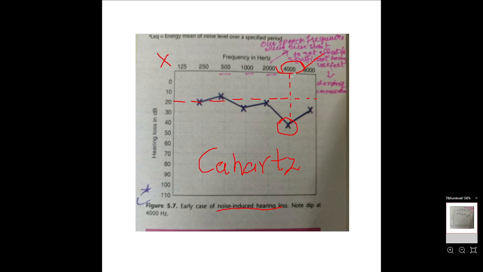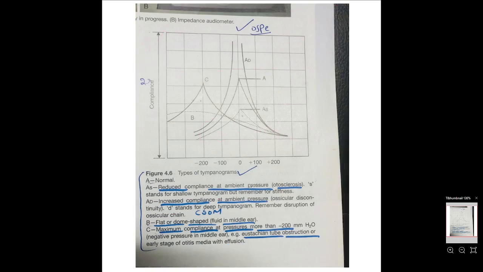Okay, so if you want to write it in the exam, you'll write there is a Carhart's notch at 4000 hertz, and the air conduction and the bone conduction are below 20 dB. So there is a problem, and the problem is the noise induced hearing loss. Okay, let's see, this is a tympanogram. We'll do it shortly.